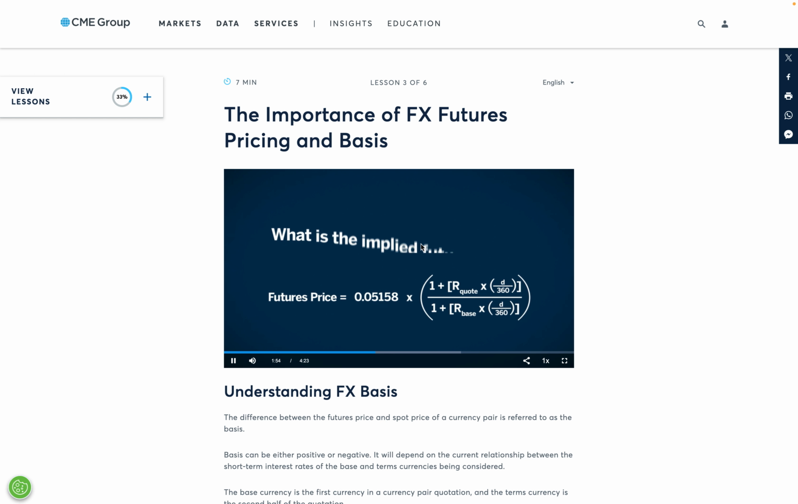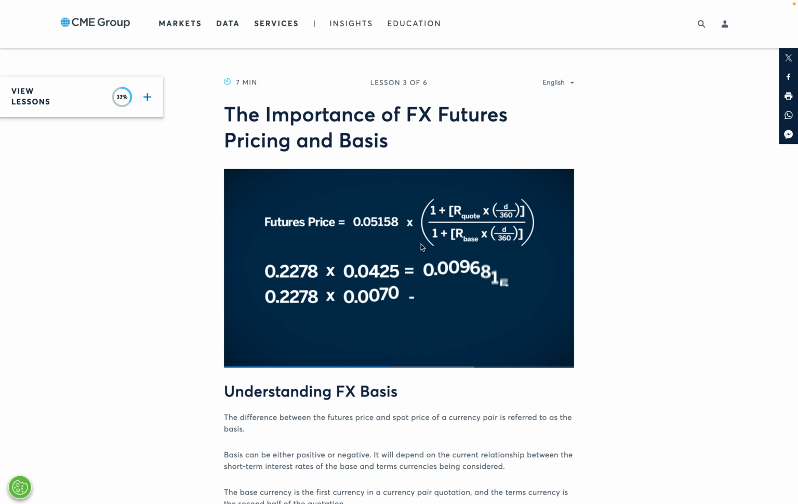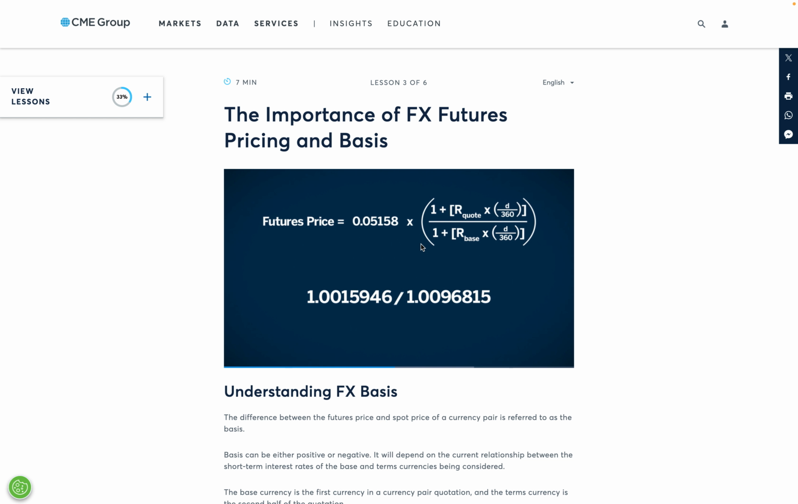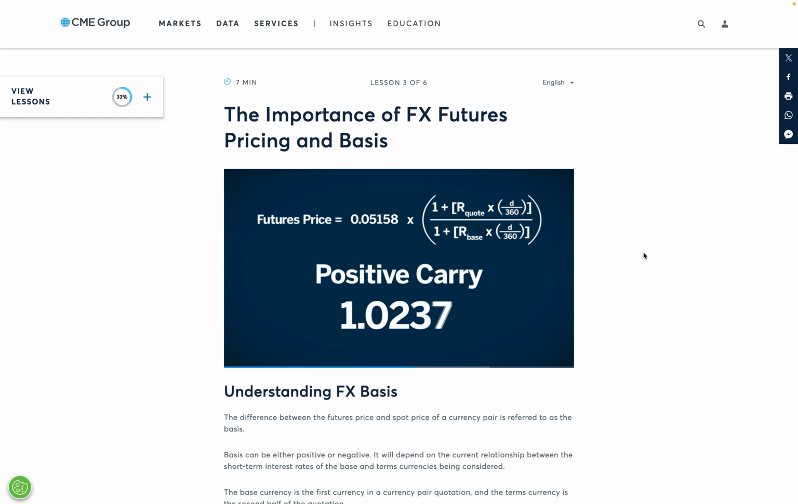Let's plug in our numbers to find the results. First, 82 days divided by 360 equals 0.2278. Now, multiply that number by each currency's short-term interest rate. Add 1 to each result and then divide the base number into the terms number. Before going on to the next step, notice the resulting multiplier is less than 1. This implies positive carry because it will reduce the futures price relative to the spot rate. If the terms rate was higher than the base rate, the resulting multiplier would have been greater than 1. That would have meant negative carry, and futures would price at a premium to spot.